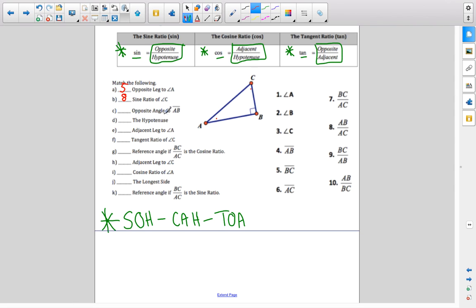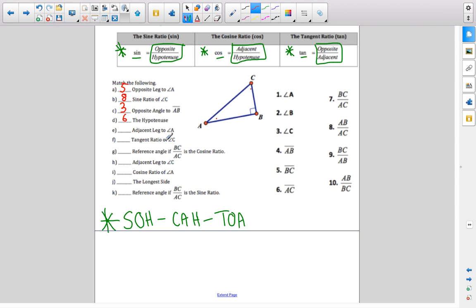The opposite angle to side AB. So what angle would be opposite AB? That's right, it would be the angle that doesn't touch it, angle C, which is number 3. The hypotenuse is always the hypotenuse, so that's AC, which is number 6.